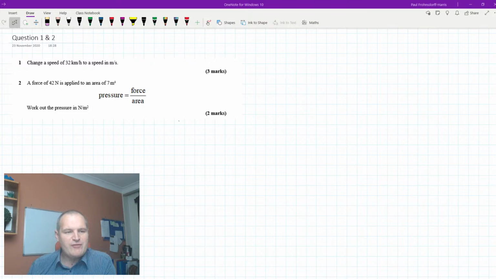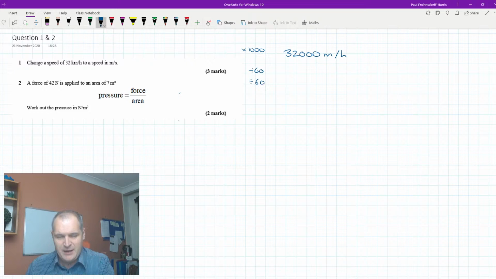Now, the first question is: change the speed of 32 kilometers per hour into meters per second. So first thing we're going to do is turn that into 32,000 meters per hour. That was just simply by multiplying by 1,000. The next thing I need to do is more complicated. I'm going to divide by 60 and divide by 60 again, because I need to turn hours into minutes and minutes into seconds. Because it's this many meters per hour, we're going to have less of them. That's why I'm dividing, because there's going to be less of them every minute, and less of them every second. So let's divide it by 60, and my calculator delivers 1,600 over 3.